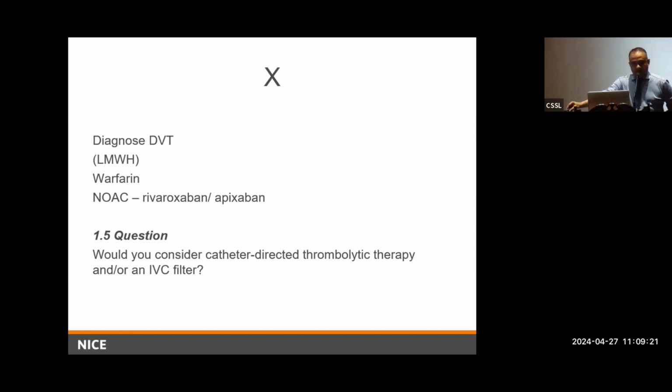Then the initial treatment. Treatment will be where you start off with heparin. You start off with either low molecular weight heparin or unfractionated heparin. Nowadays, we give low molecular weight heparin to almost all the patients. We don't actually admit the patients and give unfractionated heparin for DVT anymore. It's largely low molecular weight heparin because of the advantages. Again, I won't go into the advantages. All of you will know the advantages of low molecular weight heparin.